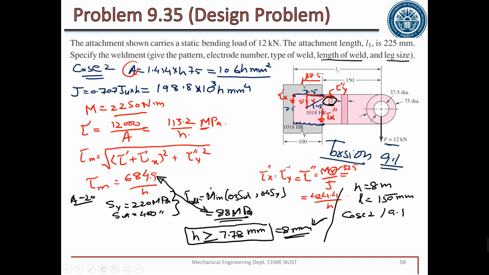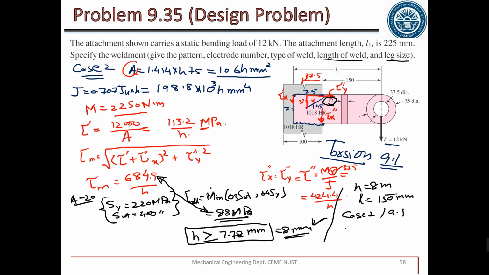So the last thing is to check the electrode number. In table 9-3, check which electrode has higher strength as compared to this strength, S_y 220 and S ultimate 400. All the electrodes have higher strength, so we can use any one of them, but the one with the least strength will be cheaper.